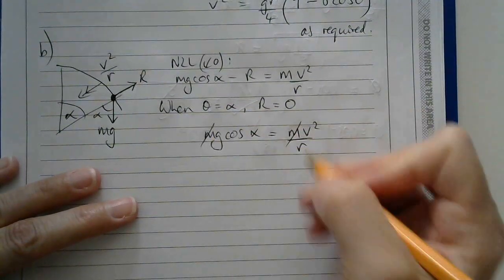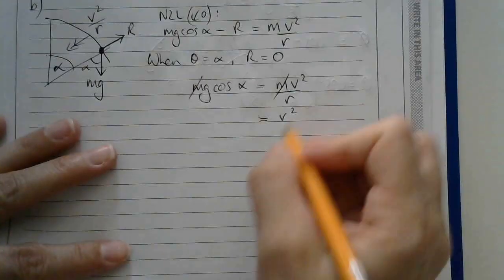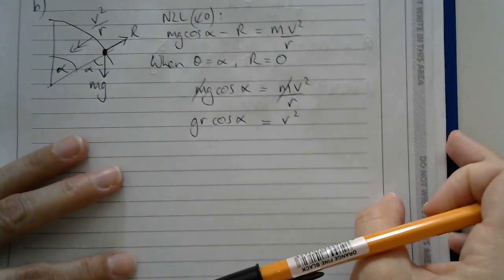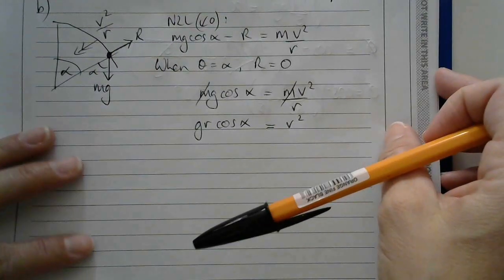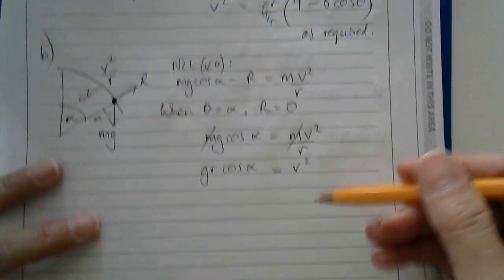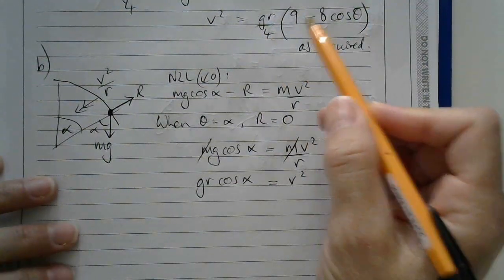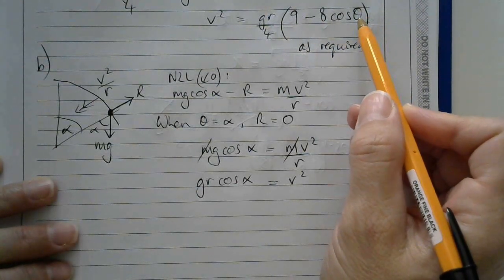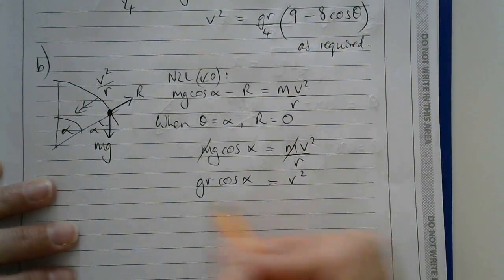I can divide both of these by m. I can see that v squared will be gr cos alpha. And so actually, were they asking me the value of cos alpha? Okay, so I know that v squared is equal to this thing. Now from before, I also got v squared is equal to this thing, and I know that at this particular position, theta is equal to alpha, so I can just pop an alpha there. So I know that that stuff with an alpha there will equal that stuff.